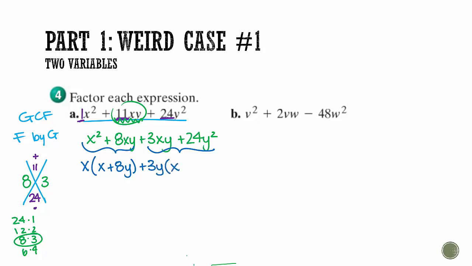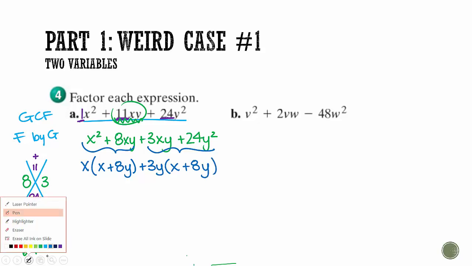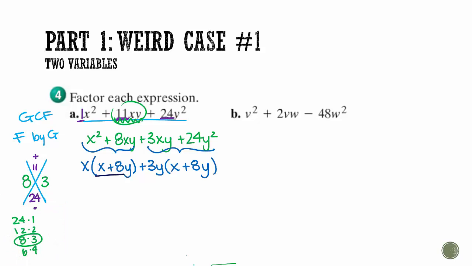And I need an x, and then I need an 8 to make it 24, and one more y to make it y squared. And just like all the other things that we've done, these end up being the same, so we can factor that out. And what we're left with is x plus 3y. And we're done.